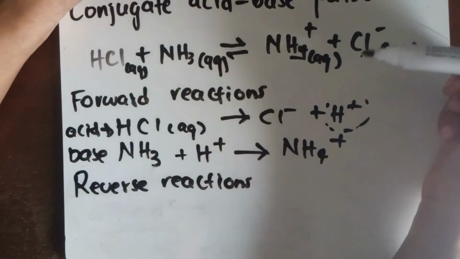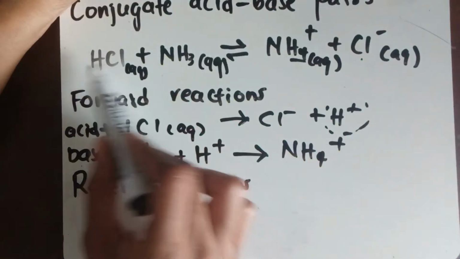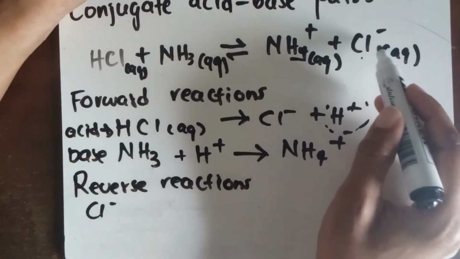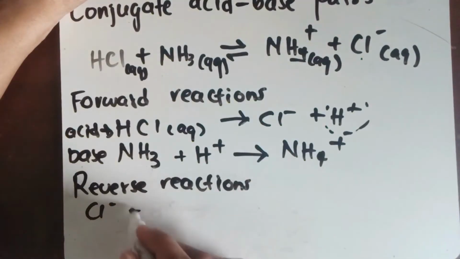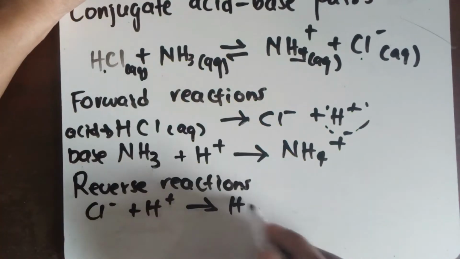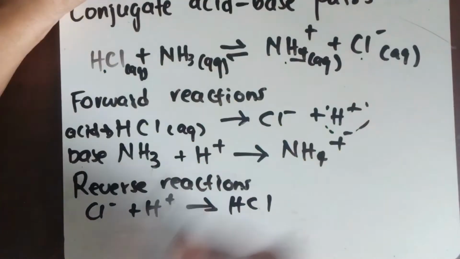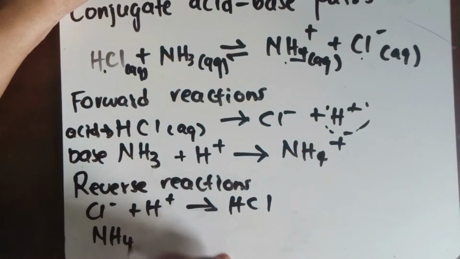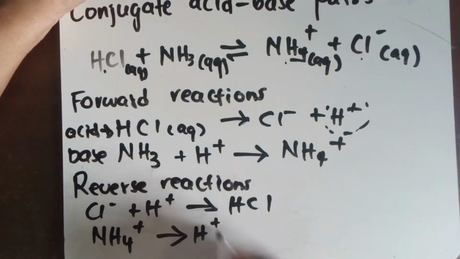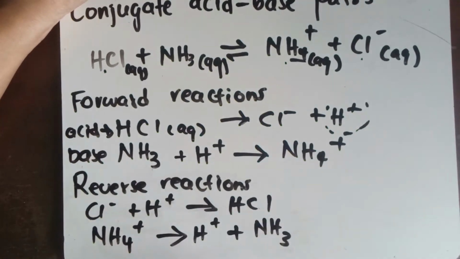In the reverse reaction, we have your ions being converted back into your compounds, right? So this means that we can have chloride ion, Cl minus, plus the proton to form HCl, right? And then we can have ammonium ion, NH4 plus, which will donate a proton to form NH3, right?